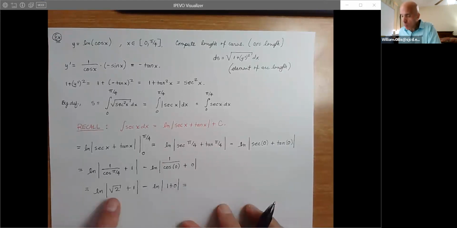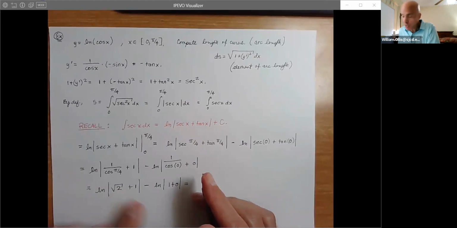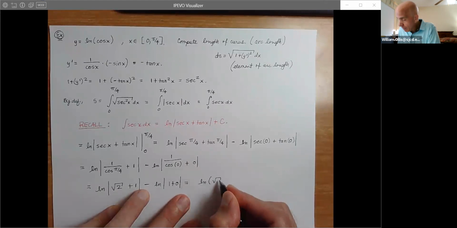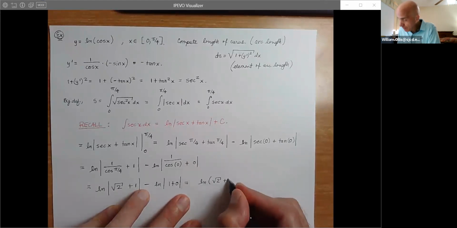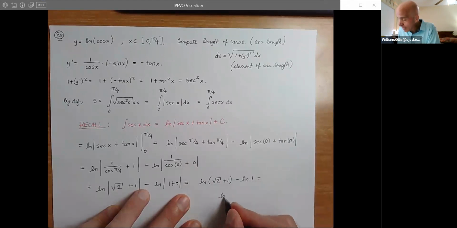So of course, now we just have the natural log, and this is a positive argument, so we are relieved of the absolute value. And then of course, we have log of 1, which is 0, so this gives us natural log of the square root of 2 plus 1.